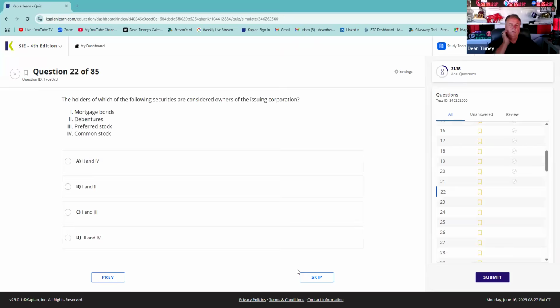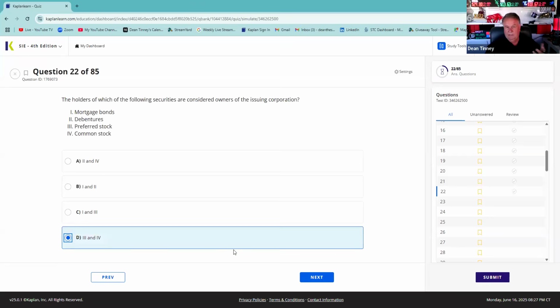The holders of which of the following securities are considered owners of the issuing corporation? So we capitalize corporations with equity and debt. Preferred stock and common stock. Excellent. That's exactly right. And 1 and 2 would be the debt.